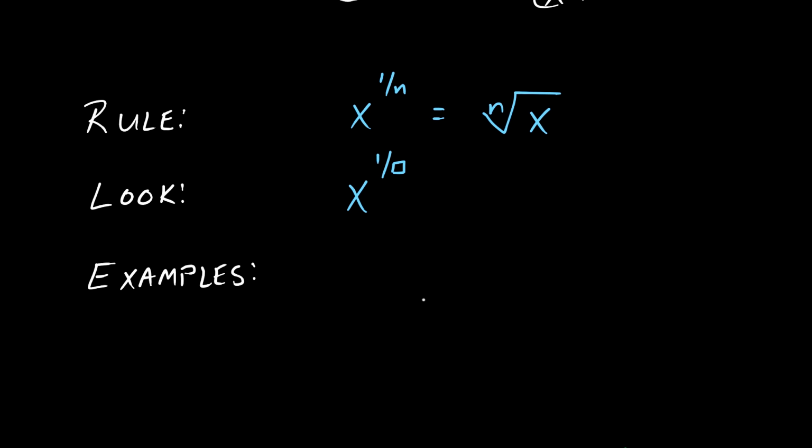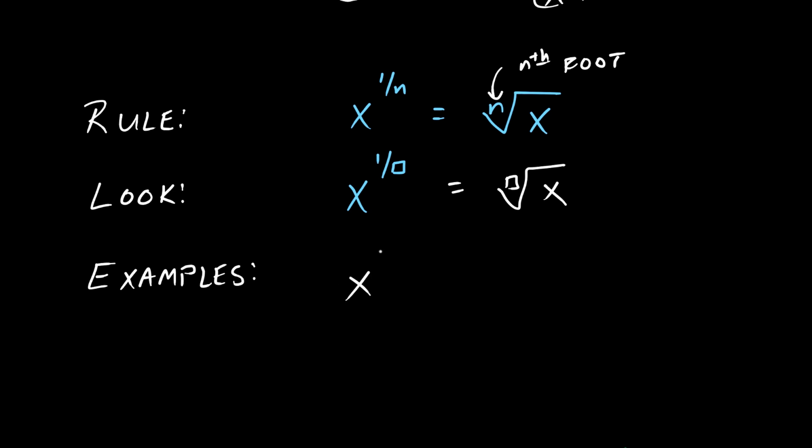Now our final two rules, kind of a bonus rule I like to think of. So it says x to the 1 over a number is equal to the nth root. So this is called an index, but this really means the nth root. And there's some basic problems I want you to look at. So if you have x to the 1 over anything, it's that root over x.